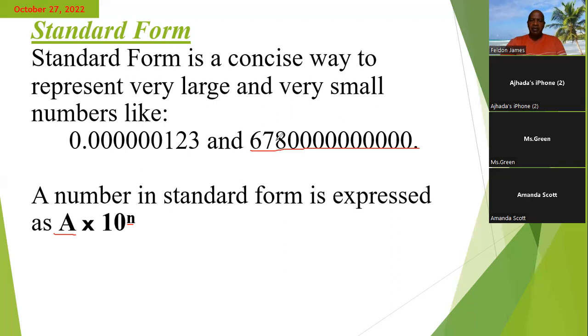Once we determine what A is supposed to be, this A in the general form, we replace it with that number. And once you determine N, the power N that 10 is raised to, that power N must also be replaced with the number that you determined for N. Is that clear to you now, Ms. Green? Yes, sir. All right, so first thing then, we want to be able to find A.